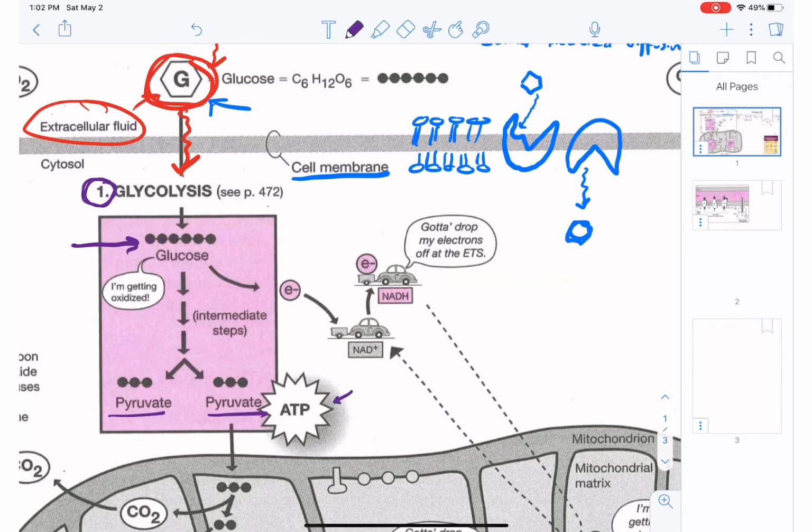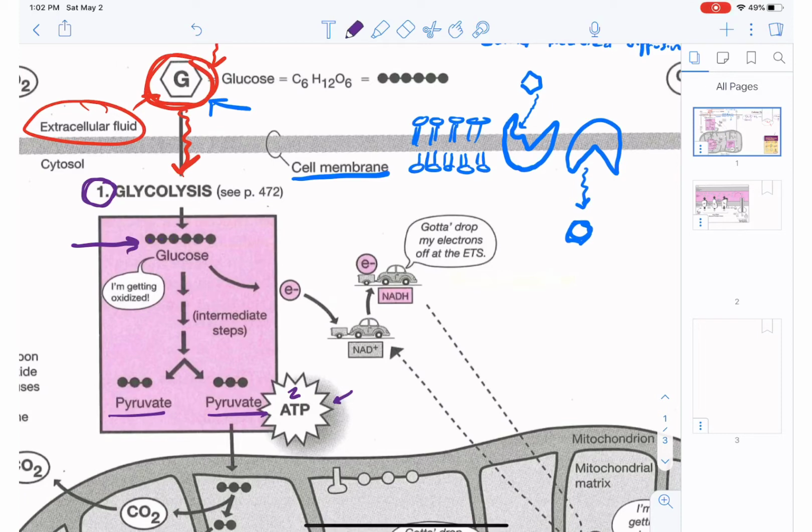We're making some ATP. Are we making a lot of ATP? No. We're only making 2 ATP here. There's about 38 ATP, adenosine triphosphates, made total from 1 glucose molecule, and we're only making 2 here.